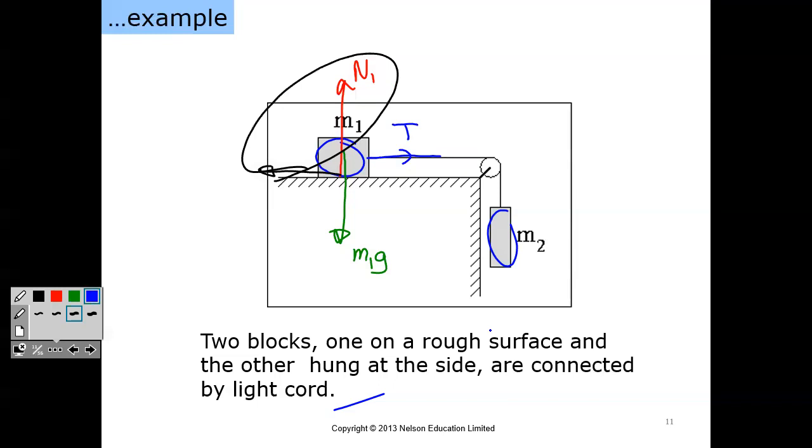Okay. Now M2. Let me take the blue. The tension is in this rope, right?